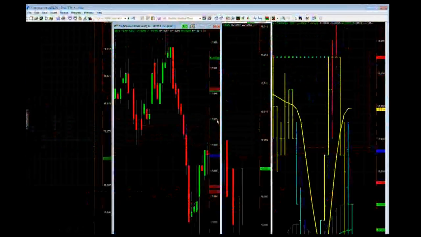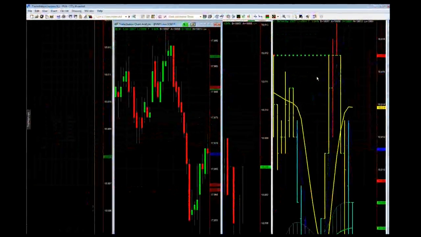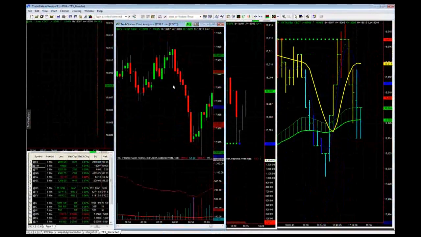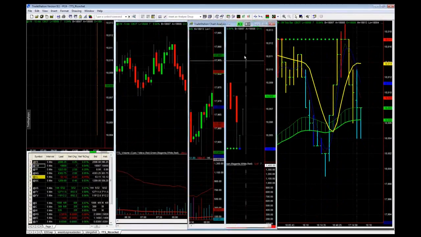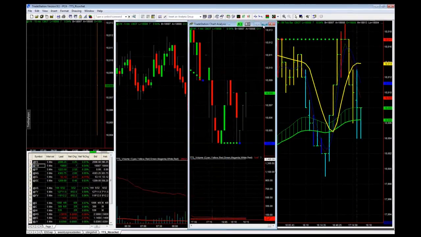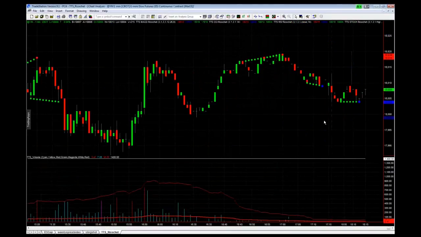Somebody asked if it worked on stocks as well. And the answer is yes, it does work on stocks as long as they have some volume. And this is the workspace that I use and I like. Then you can see right here on the 1 minute chart for today's action in the Dow, we got a couple of little sells into the close here.